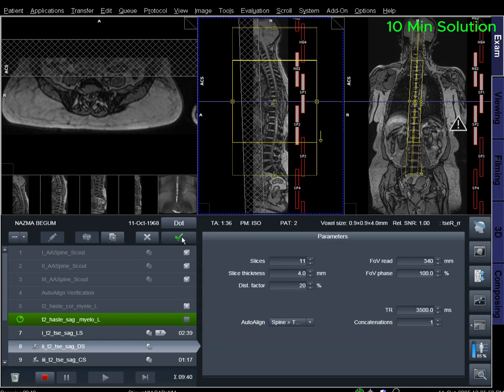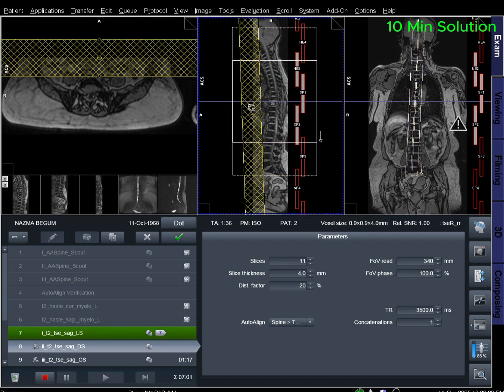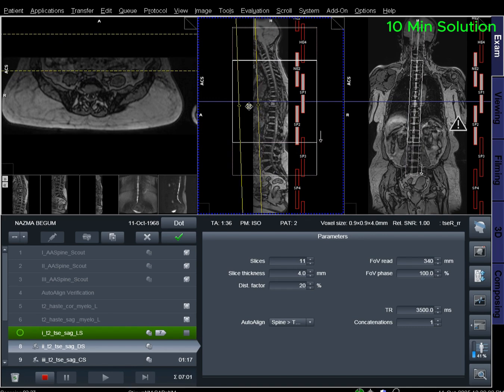Verify the position block in the sagittal plane, ensuring the field of view, FOV, is big enough to cover the entire lumbar and sacral spine from T11 down to the coccyx, normally 350 millimeters.